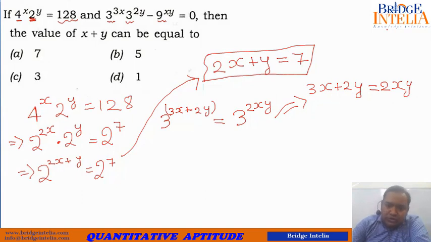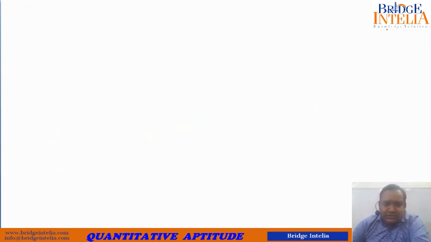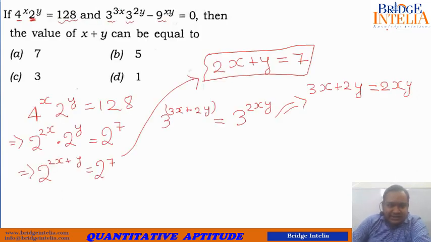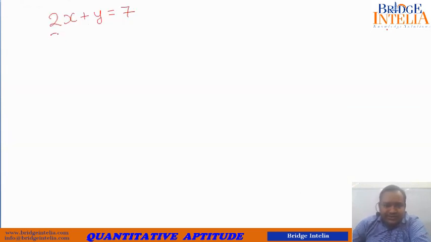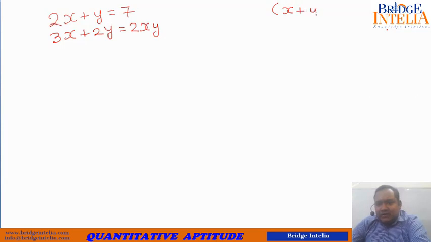By now we have found out two conclusions. The first conclusion is 2x plus y is equal to 7. And what is the second conclusion? The second conclusion is that 3x plus 2y is equal to 2xy, and based on this we have to find out the value of x plus y. So now let's try to solve this.